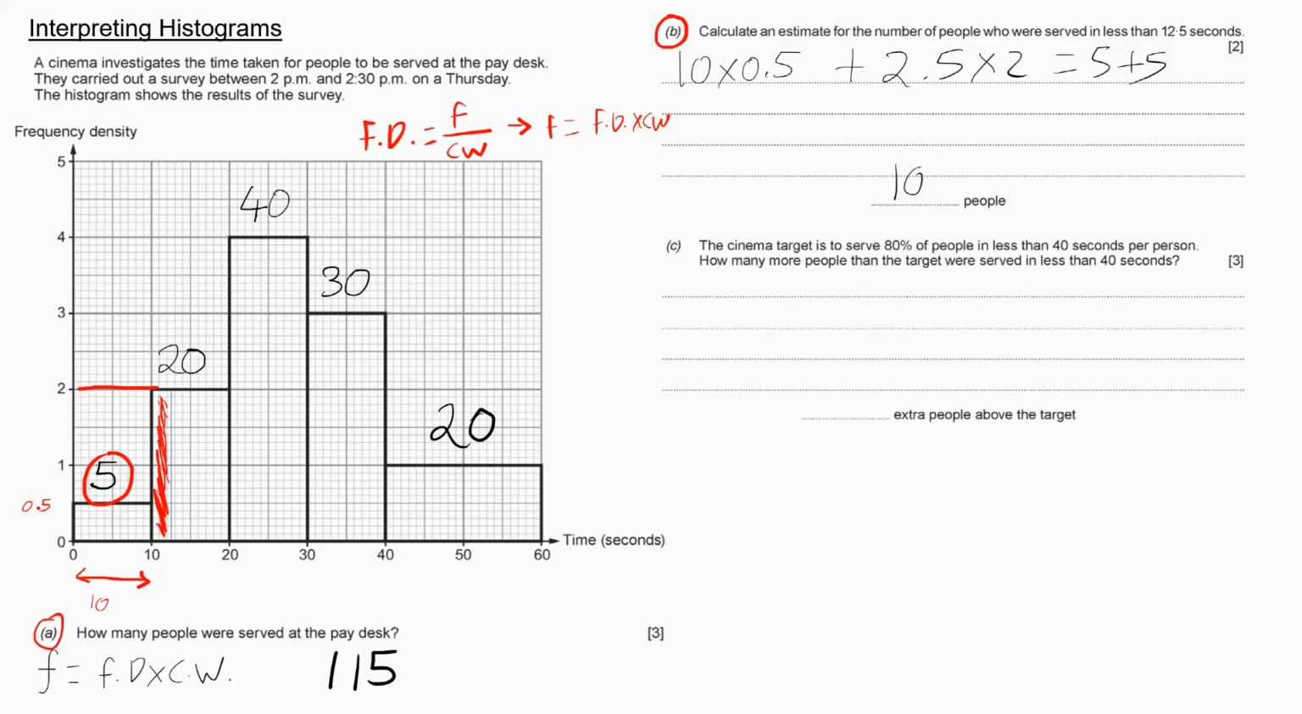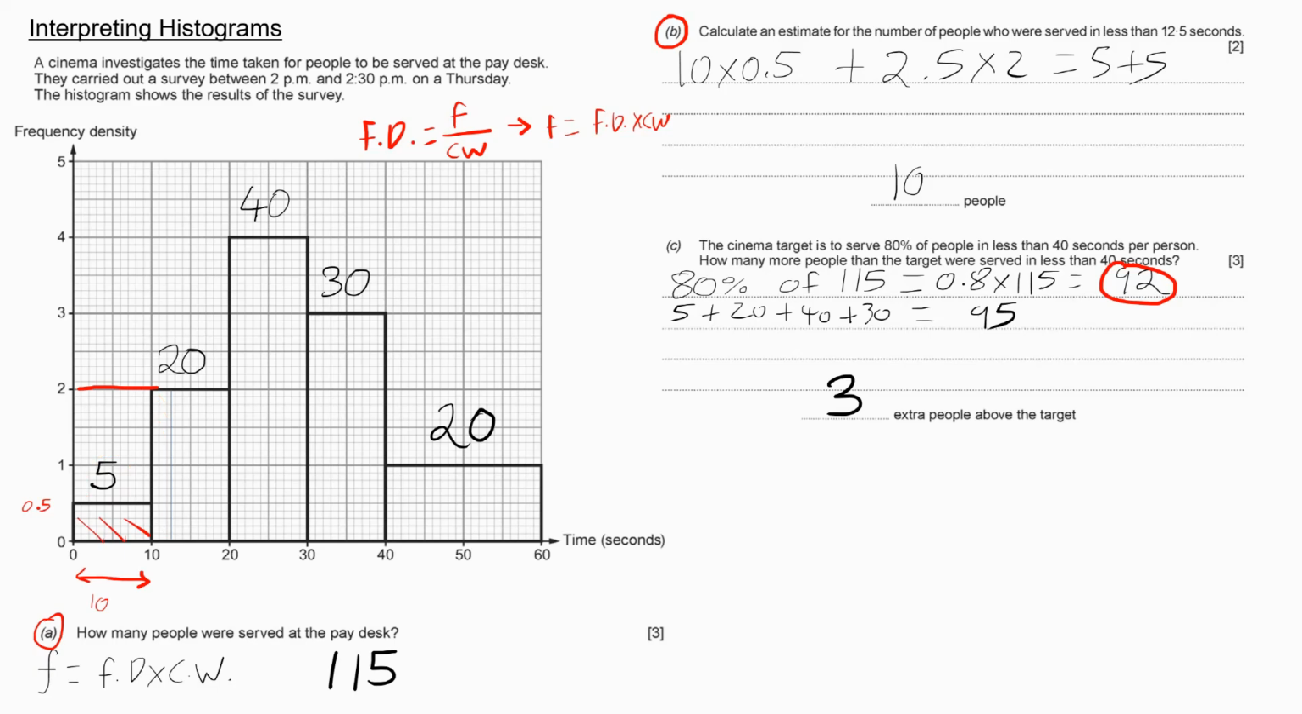For C, the cinema target is to serve 80% of people in less than 40 seconds per person. How many more people in the target were served in less than 40 seconds? Firstly, I'm going to work out 80% of 115, which is 92, just by doing 0.8 times 115. And then I'm going to work out how many people were actually served in less than 40 seconds, which is the area under the histogram from 0 all the way up to 40 seconds, which is going to be 5 plus 20 plus 40 plus 30, which is 95. So, working out the difference between these two values gives me 3 extra people above the target.